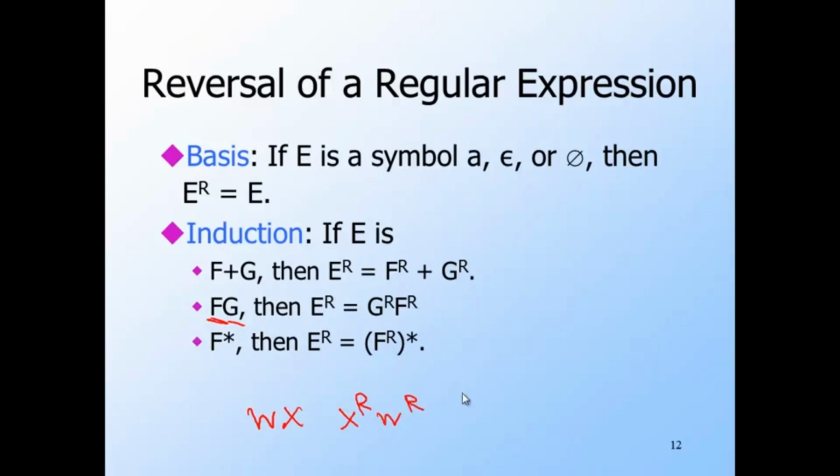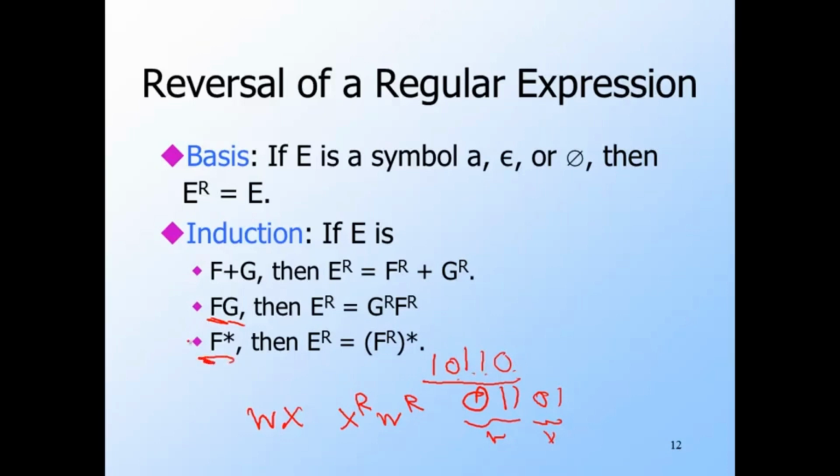For example, if W is 011, and X is 01, then W reversed is 110, and X reversed is 10, but the X has to come first, so the reverse of 01101 is in fact 10110. And for the star, we reverse the expression F that is starred. That's this guy here.